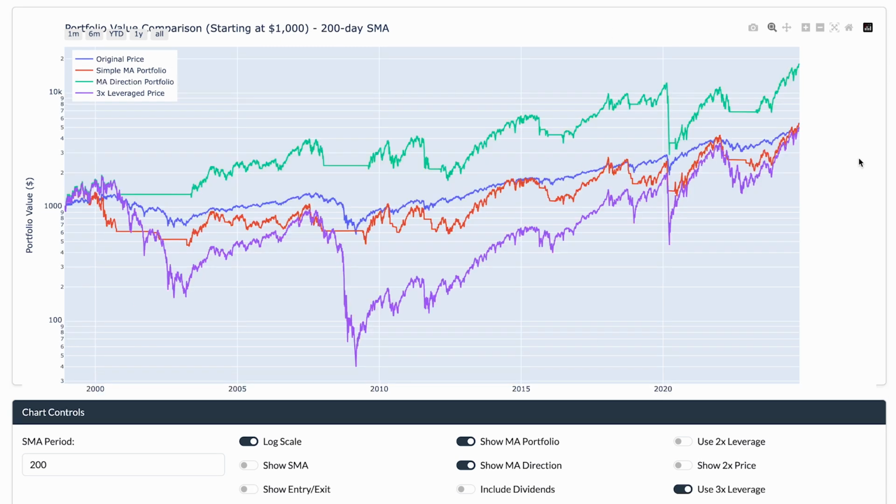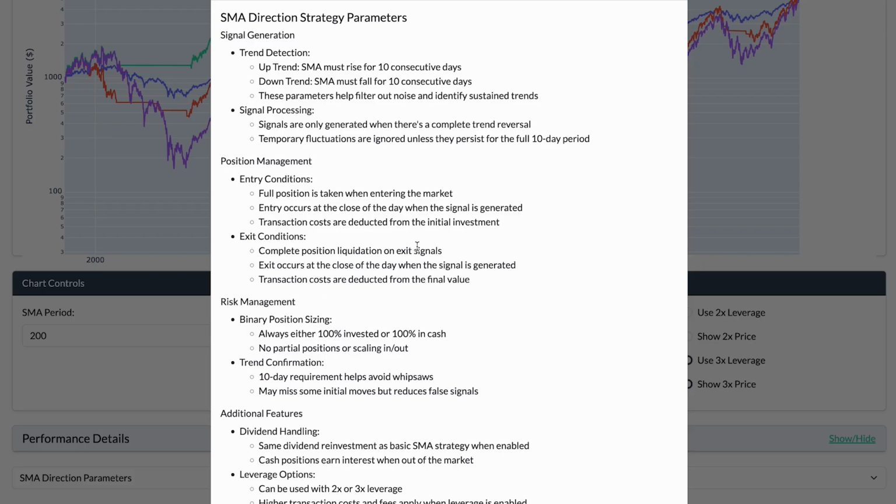I thought this would be interesting to simulate, so I've added it here. It is a simple strategy that seeks to further reduce the amount of trades taken by basing its decisions on the direction of the moving average itself rather than whether or not the price is above or below it. The parameters are as follows. The moving average must rise or fall for 10 consecutive days, and it seeks to only generate signals when there is a complete trend reversal.